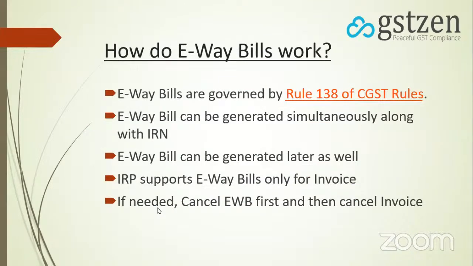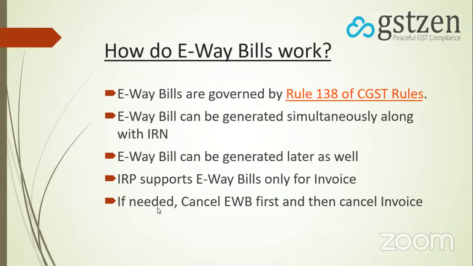How do e-way bills work? E-way bills are governed by Rule 138 of CGST rules. The e-way bill can be generated simultaneously with the IRN, or it can be generated at a later date. So if I make the sale now, I generate the e-invoice, but I have to move the goods after 2 days. So I will generate the e-way bill at a later point of time based on that IRN. The e-way bill will be connected to the e-invoice. So if you generate the e-way bill beforehand, before generating an e-invoice, it will not be connected to IRN.